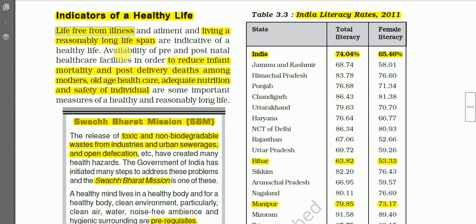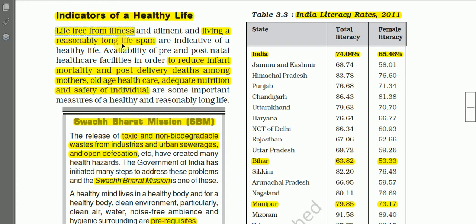Life free from illness and ailment and living a reasonably long lifespan are indicative of a healthy life. So a person free from illness and a person who can live a reasonably long lifespan is a healthy person. So to measure the health status of a state or a country, we use these two aspects.